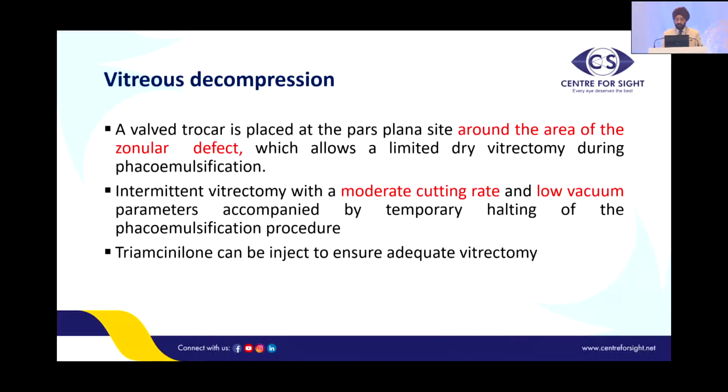This is vitreous decompression. So you use the pars plana site to decompress the vitreous, because the hydration of the vitreous causes a problem. Intermittent vitrectomy with moderate cutting and low vacuum is something that is required.